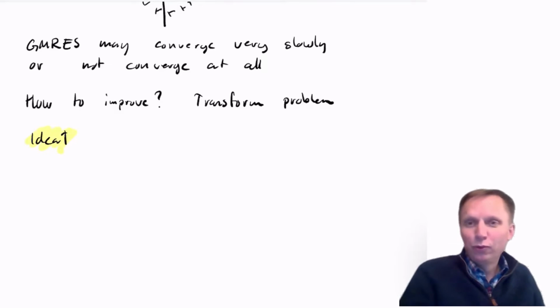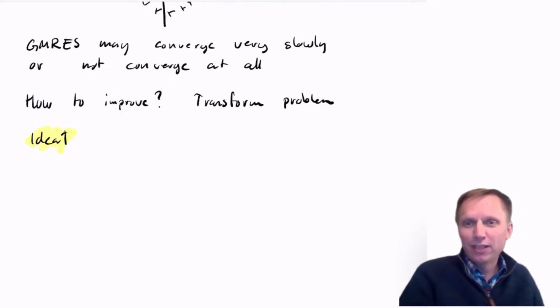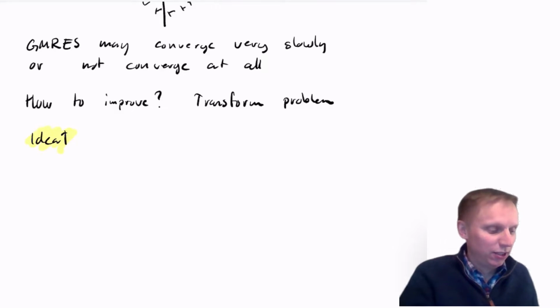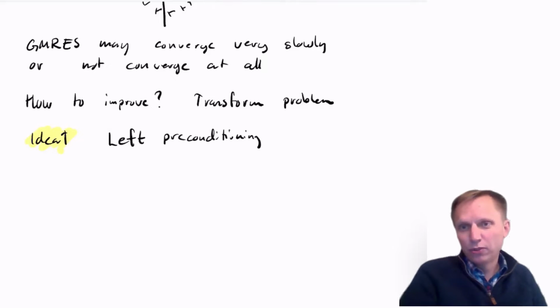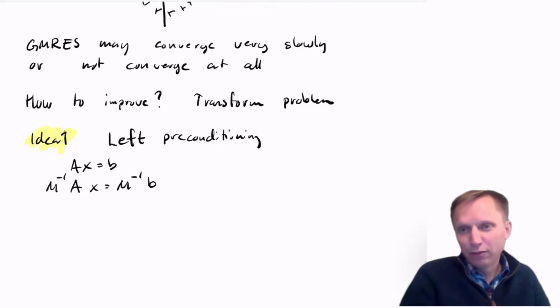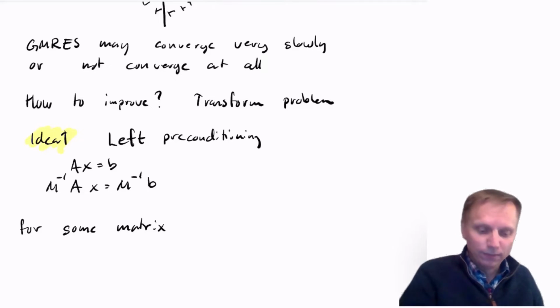We're going to be able to improve the set of applicable problems for GMRES by doing what we call preconditioning, which in this context is just a transformation of the problem to a form which is more favorable for GMRES. So we start with the concept of left preconditioning, which corresponds to taking your linear system and multiplying from the left with a matrix M inverse, which we call M the preconditioner.